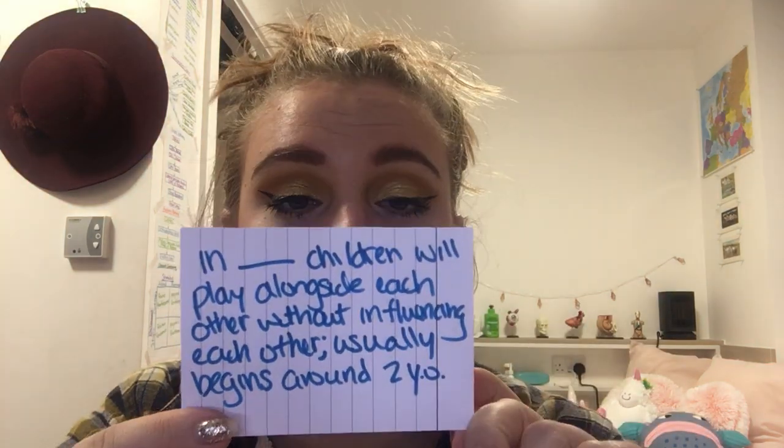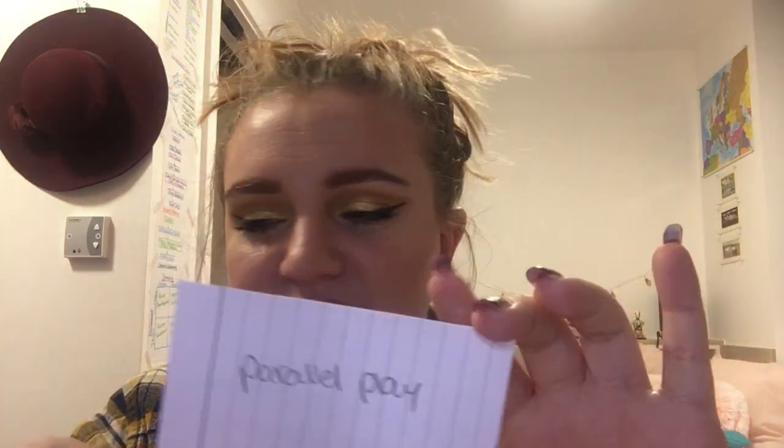In blank, children will play alongside each other without influencing each other. This usually begins around 2 years old. That's what's called parallel play. That's just one of the stages of development that's a pretty important milestone that doctors typically look for in children to make sure they're developing in the way that they're supposed to.